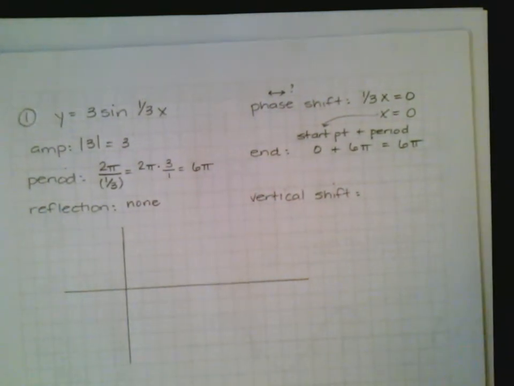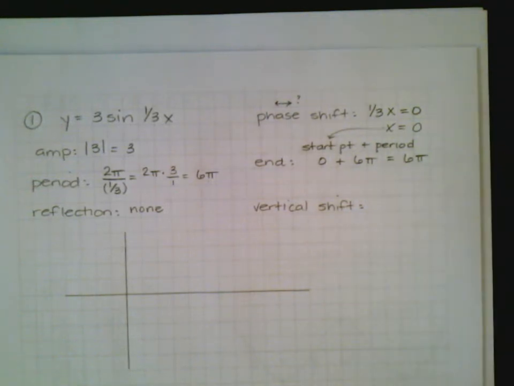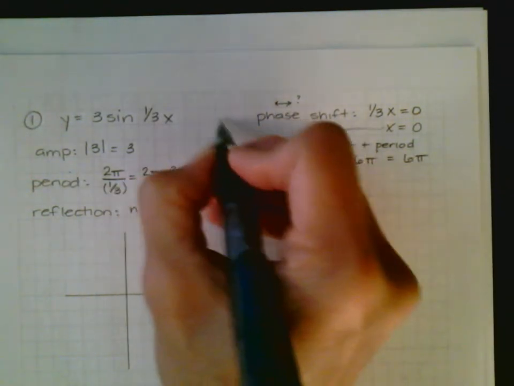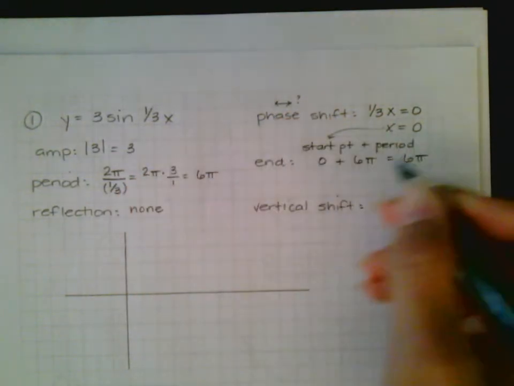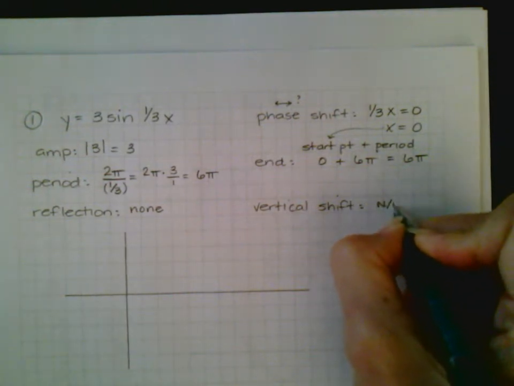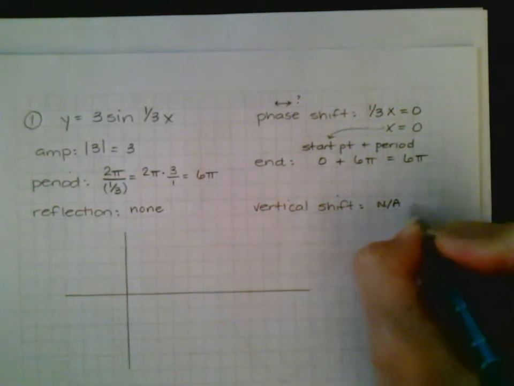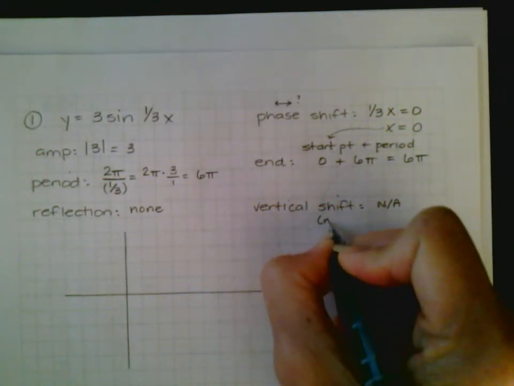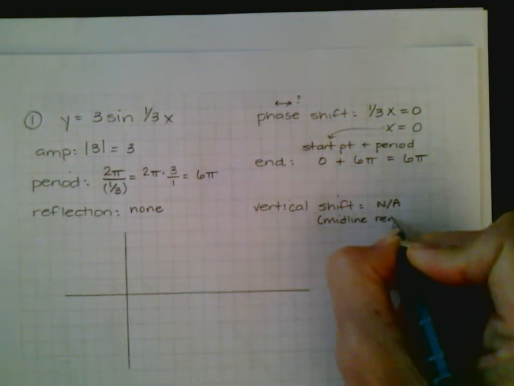You remember we do 5 points. Here are 2 of them already. Okay? Vertical shift, nothing. Nothing's happening. There's no adding or subtracting any number over here to the right. So here you could just write any or none. And this just means, since there's no vertical shift, that your midline remained at the x-axis. Okay?